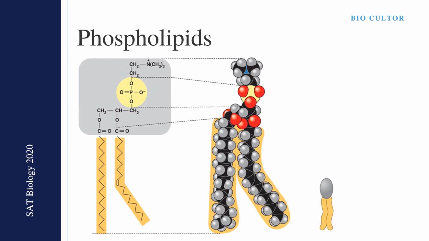The next class is the phospholipids. Here only a couple of things you should know. The first is that they are composed of glycerol, two fatty acids, and a phosphate group. There is also an additional charged or polar group that is attached to the phosphate group. For example, in this illustration it is choline.